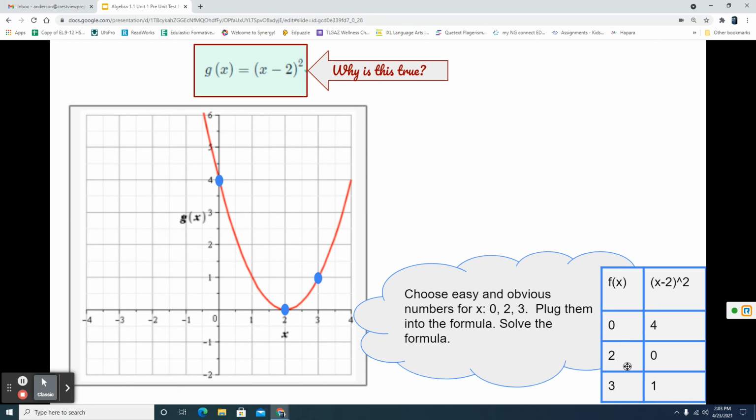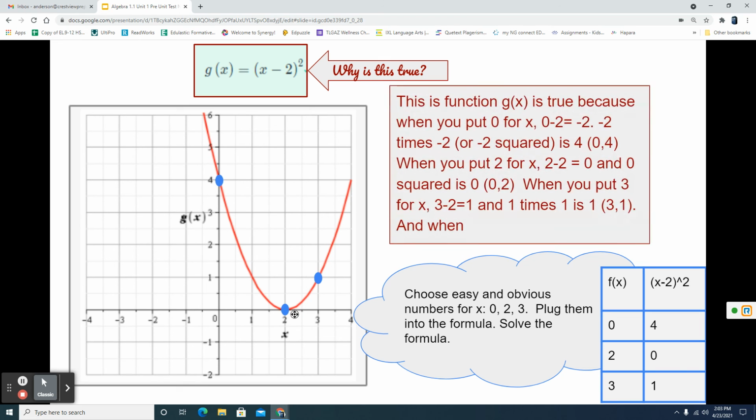If we put 2 in, our x value of 2, 2 minus 2 is 0. 0 squared is 0. So we've got (2, 0). This function g of x is true because when you put 0 in for x, 0 minus 2 equals minus 2. Minus 2 times minus 2, or minus 2 squared, is 4. So (0, 4).